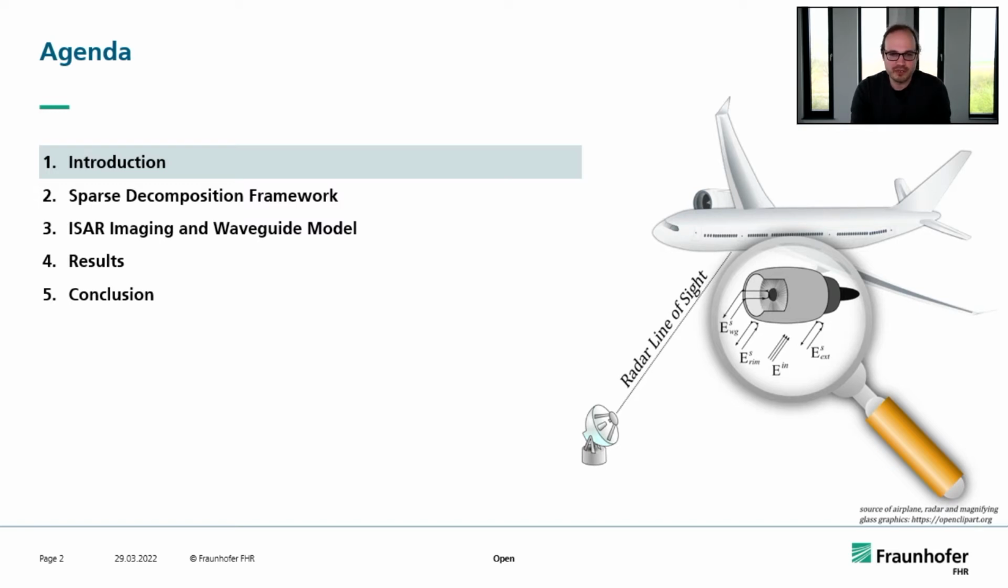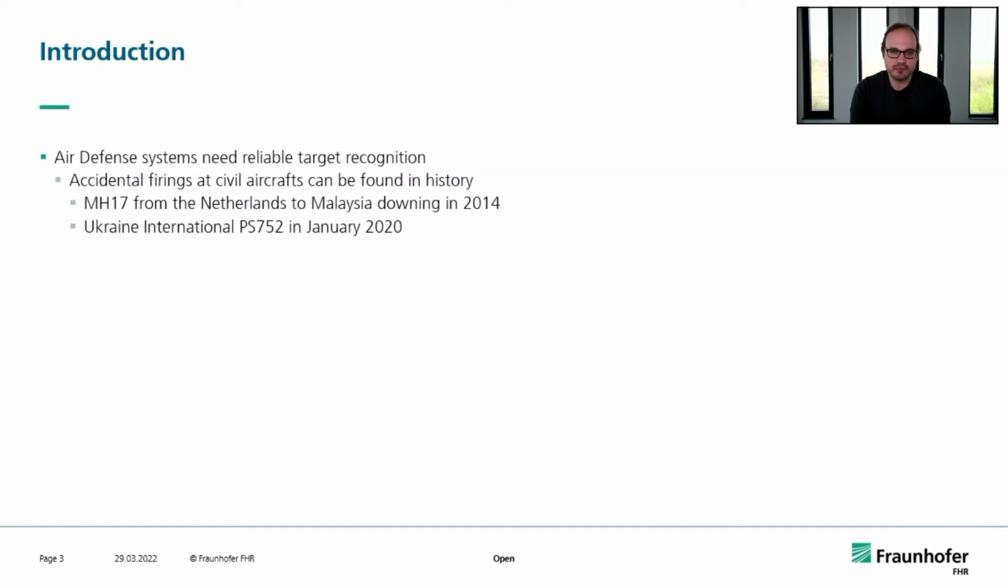And as we can already see on the right side here, today we will have a specific look at jet engines. That's the idea behind this framework that I present today, that we can identify jet engines in ISAR images. Then we come to the results and to the conclusions. But I start with a short introduction.